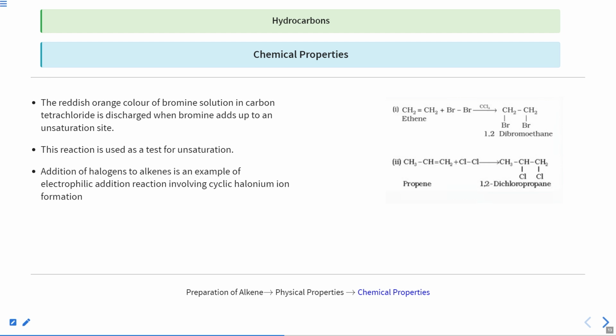Clear? Next, addition of halogen to alkene is also an important example of an addition reaction involving a cyclic halonium ion. So it forms a cyclic halonium ion. We will not go into the cyclic halonium ion in detail; we only need to know that a halonium ion is formed, involving a cyclic transition state, and it gives us this reaction.